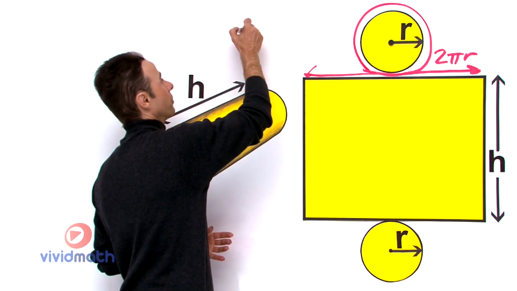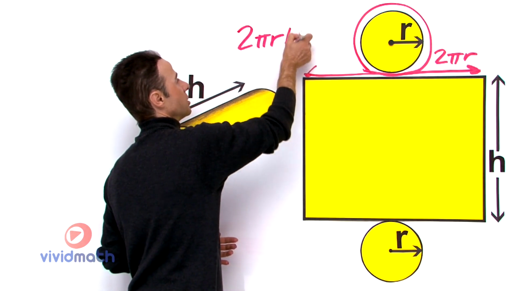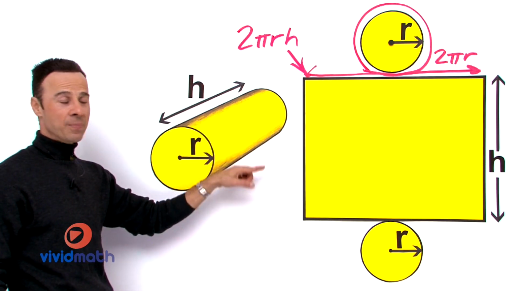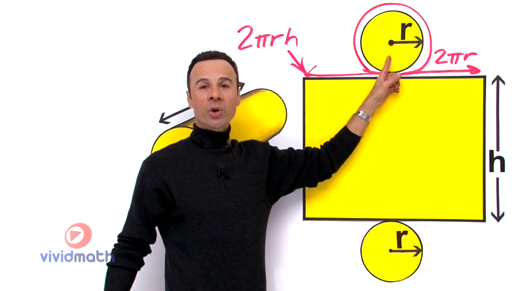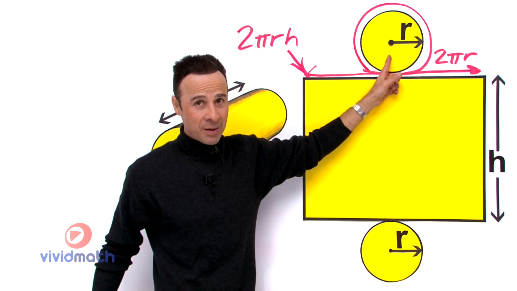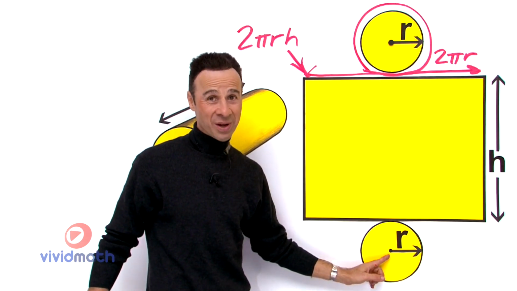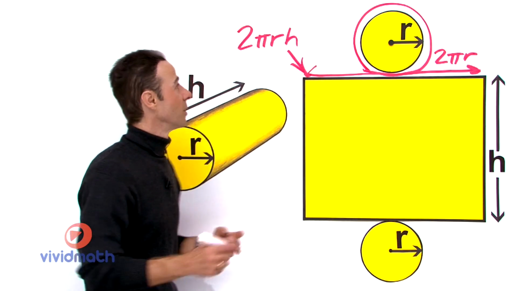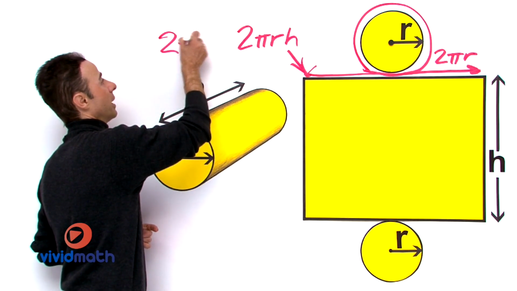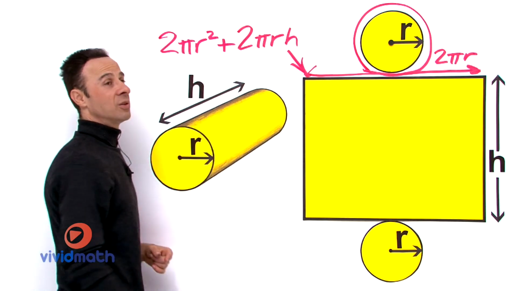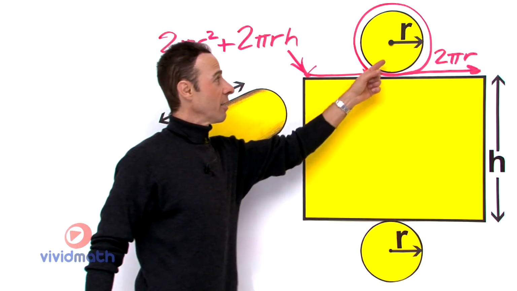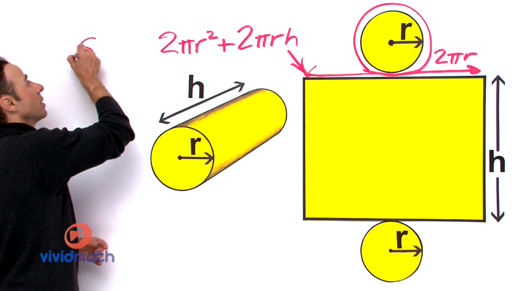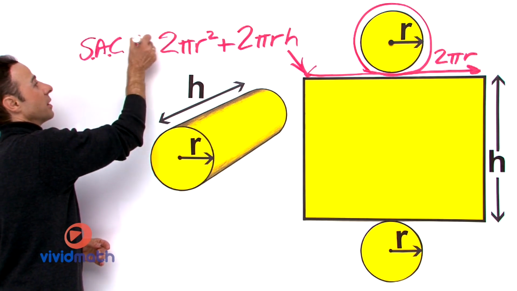So let's write that down. 2 pi r h. That's this area right there. That's the curved surface around here. So the area of a circle we already know is pi r squared, and the area of that circle is pi r squared, so there are two of them. Altogether, pi r squared and pi r squared joined together is 2 pi r squared. All we need to do is add those areas together. Area 1, area 2, area 3 added together is the surface area of a cylinder.